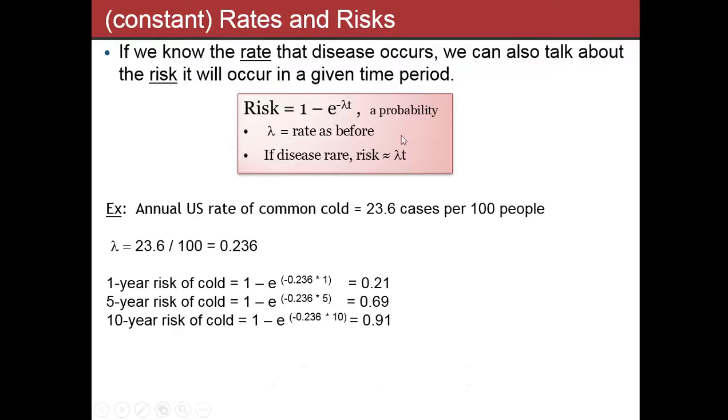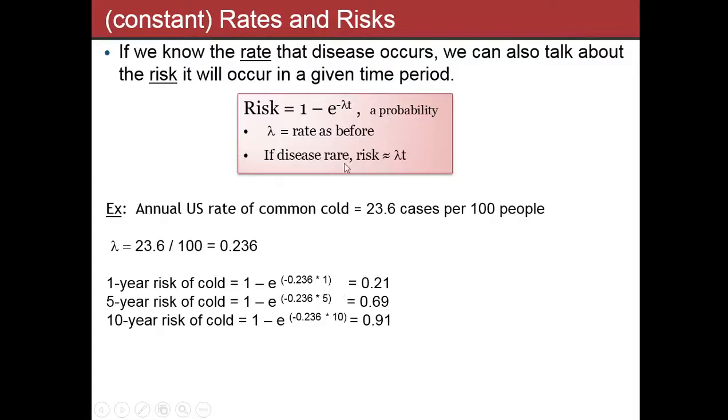I just want to say again that this formula, the rate times time formula, doesn't really hold so well. It's not going to really work here for a commonly occurring thing like the common cold, because the rate times time here exceeds 1, right? So 5 times 0.236 exceeds 1. You can't really have a risk greater than 1. It doesn't really make sense. So it just doesn't work for a common thing.